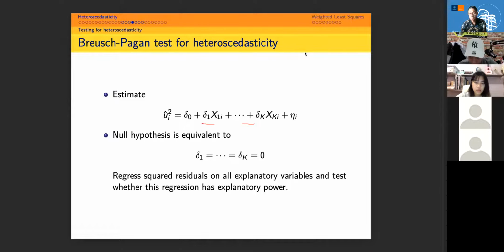So any questions before I move to Stata and provide you with an illustration of the Breusch-Pagan test? Go ahead.